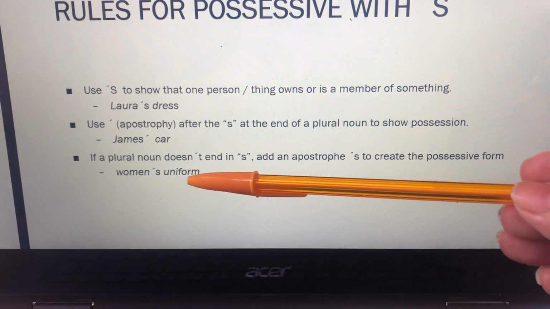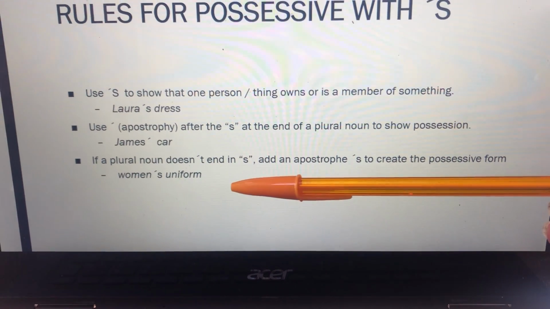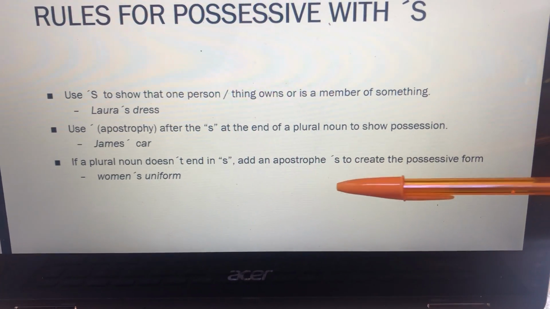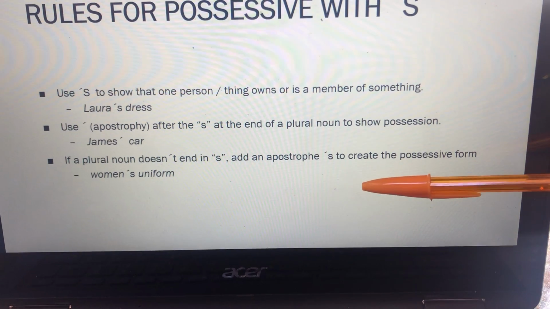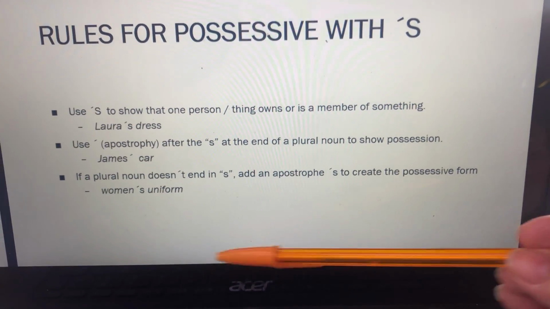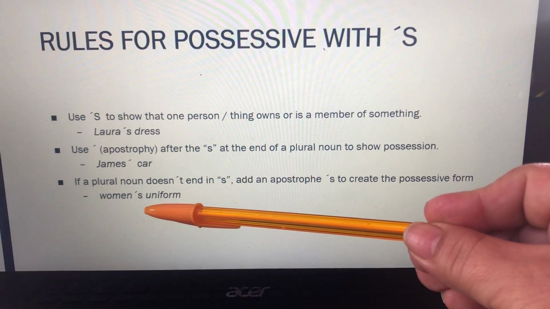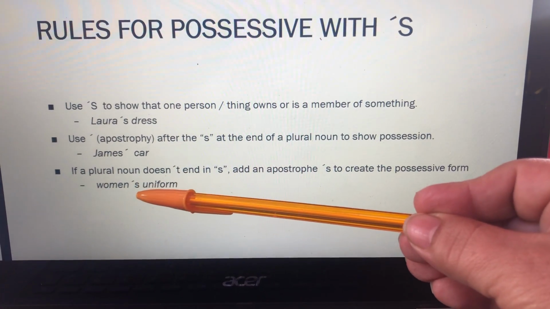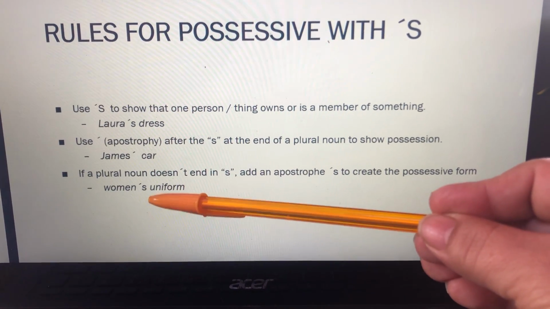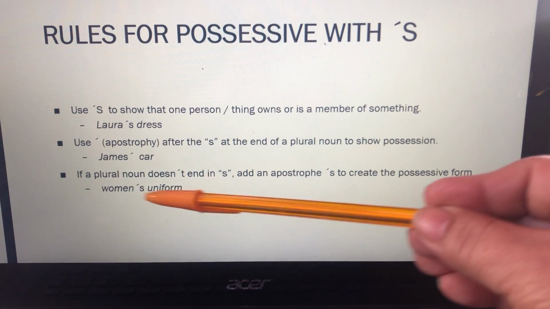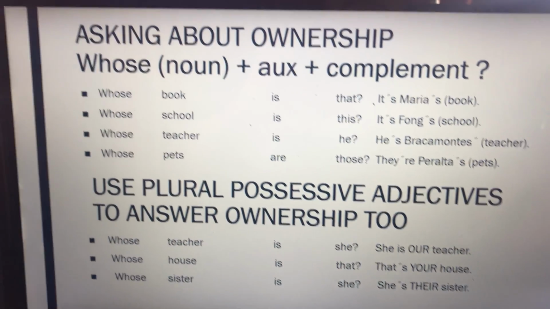If a plural noun doesn't end in S, you have to add apostrophe plus S to create the possessive. For example, in this case, women. Remember that it is plural already, right? So this S doesn't mean that it's plural. It means that the uniform belongs to women.